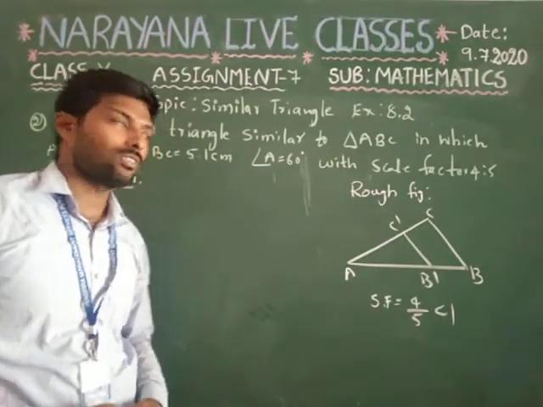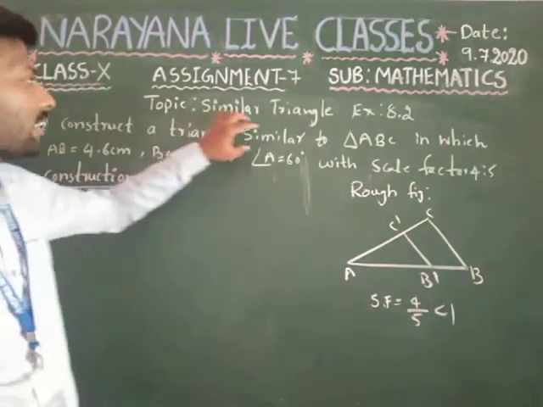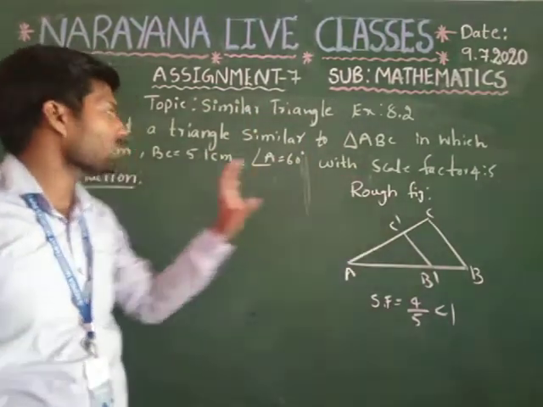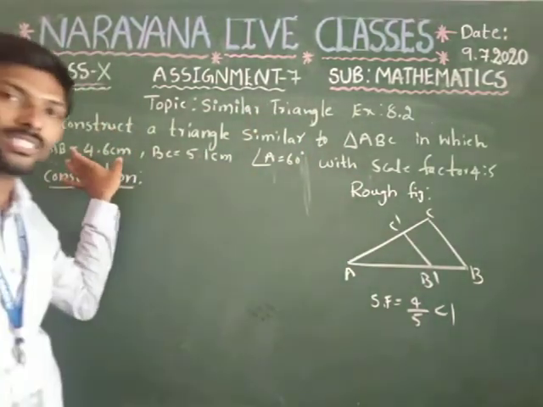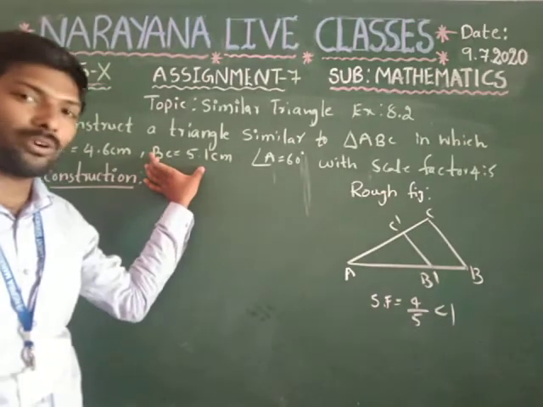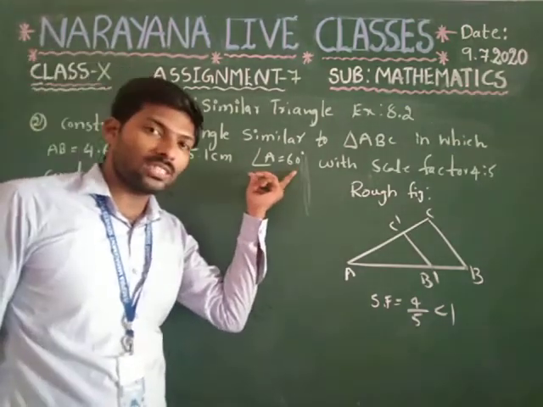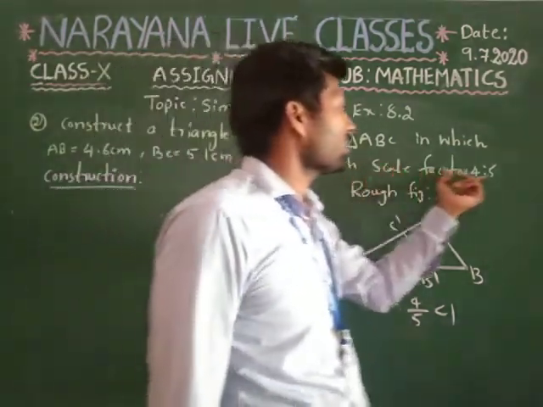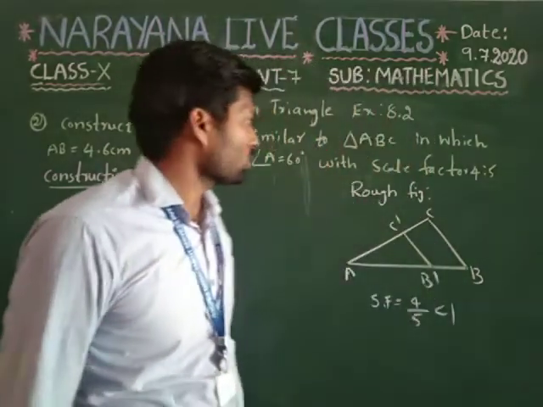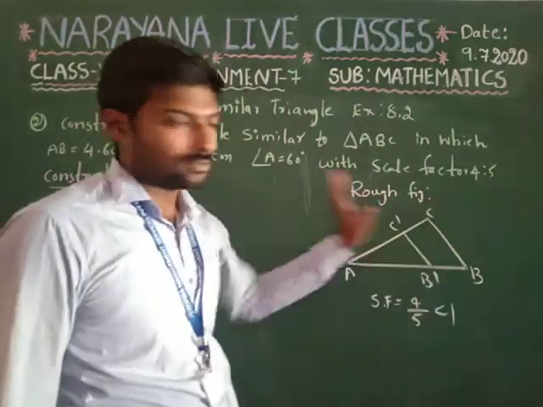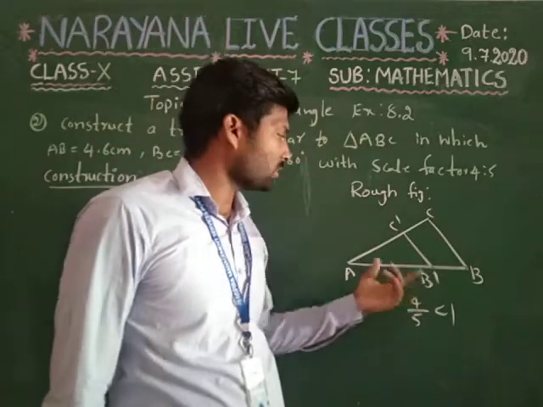Let us see the second question. To construct a triangle similar to triangle ABC in which AB is equal to 4.6 cm, BC is 5.1 cm, and angle A is equal to 60 degrees, with scale factor 4:5. So as per the data, we have to draw a rough figure. Based on the given measurements, it will be like this.